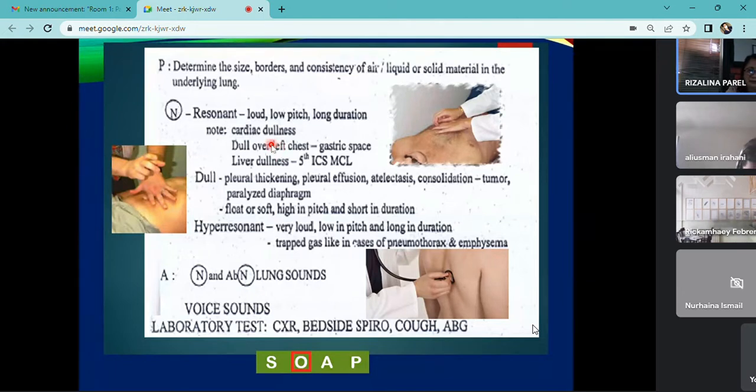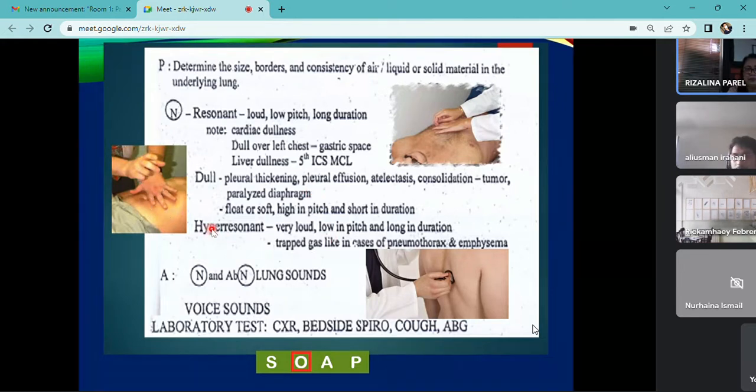Okay. Now for the dull sound, ito yung pleural thickening. Ano yung mga cases? Pleural effusion, atelectasis, consolidation, so there may be tumor, paralyzed diaphragm. So the sound is soft, high in pitch, and short in duration. Okay, so that is dull sound. So ito yung percussion na ginagawa niya.